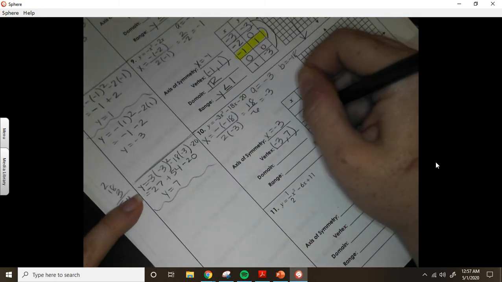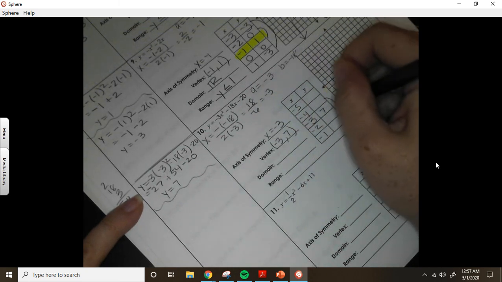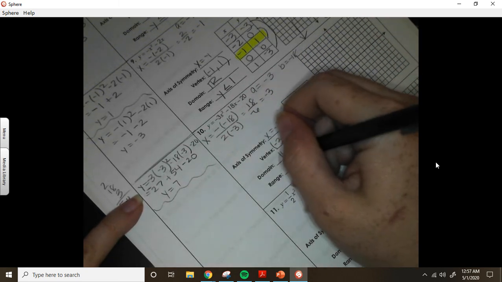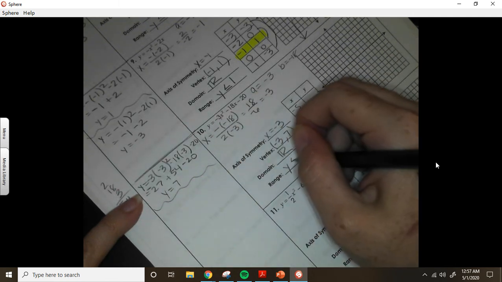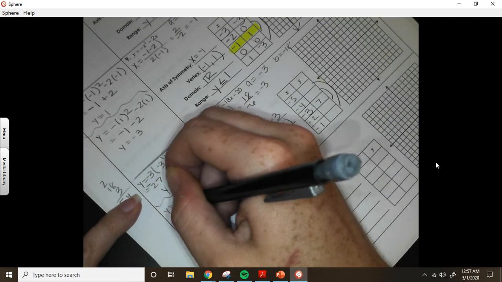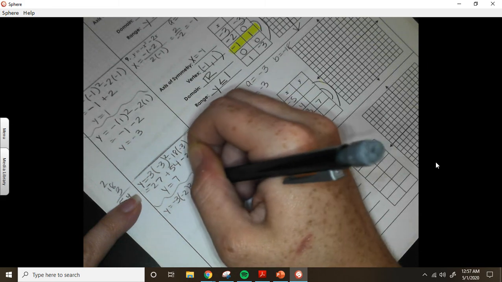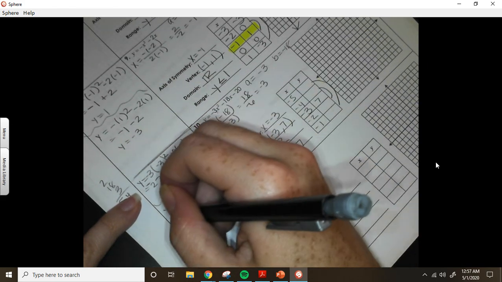Okay, so negative 3, negative 4, negative 5, negative 2, negative 1. These two are the same. These two are the same. The domain is all real numbers. Y is opening down, so less than or equal to 7. Let's plug in these two down here. So y is equal to negative 3 times negative 2 squared minus 18 times negative 2 minus 20.